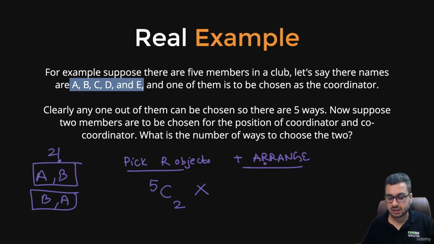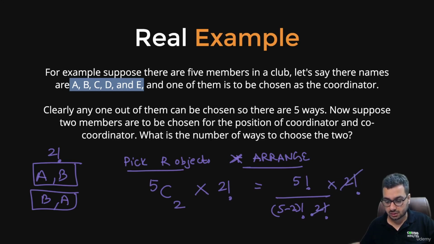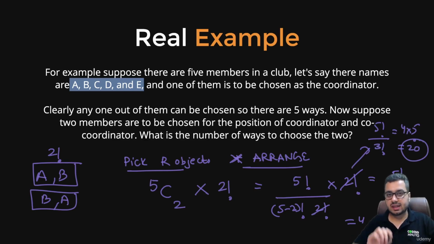If you have r objects, you can arrange them in r factorial ways. So you will do a multiplication here, into 2 factorial. This is 5 factorial divided by (5 minus 2) factorial and 2 factorial, multiplied with 2 factorial. So this cancels off, and it effectively becomes 5 factorial upon 3 factorial, which is 4 into 5, that is 20. You can see this formula gives the same result that we just saw by drawing the example and all possible cases.